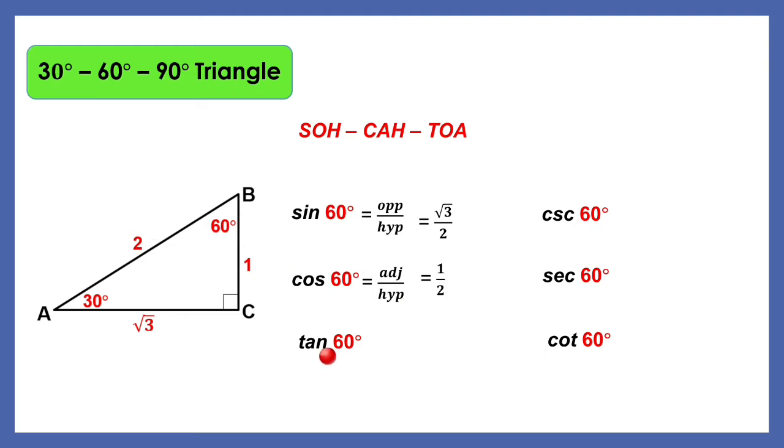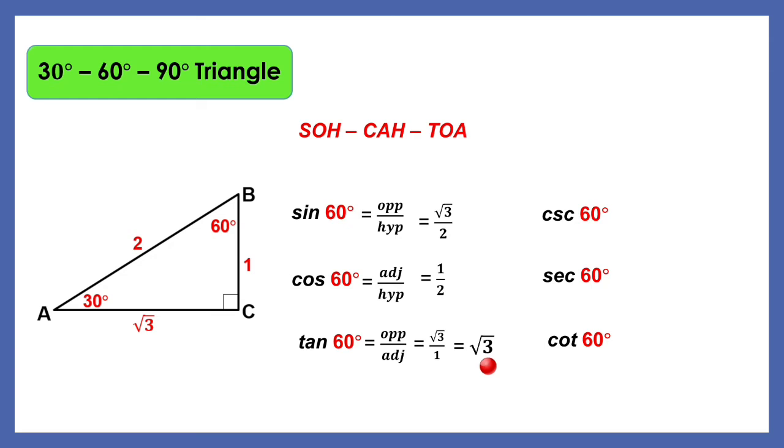Next is tangent 60 degrees. We will use TOA. TOA stands for tangent 60 degrees equals opposite over adjacent. This is our angle. Opposite side measures square root of 3 and then adjacent side measures 1. Therefore, the ratio is square root of 3 over 1, or simplified, equals square root of 3.